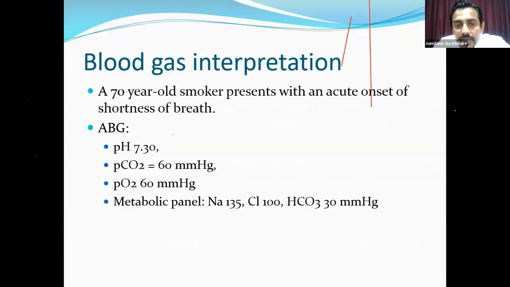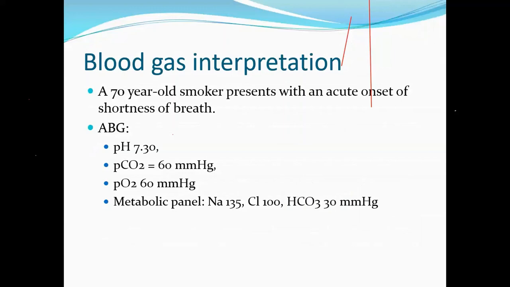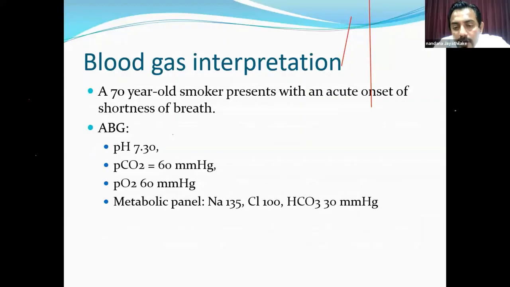Now we will interpret this blood gas. A 70-year-old smoker presents with an acute onset of shortness of breath. We'll go with a simple one. pH 7.30, PCO2 60, PO2 60, and metabolic panel: sodium 135, chloride 100, bicarbonate 30. So this is the patient coming with shortness of breath.